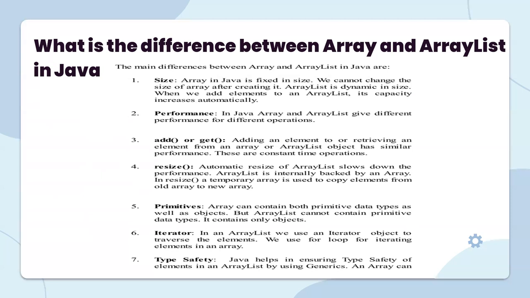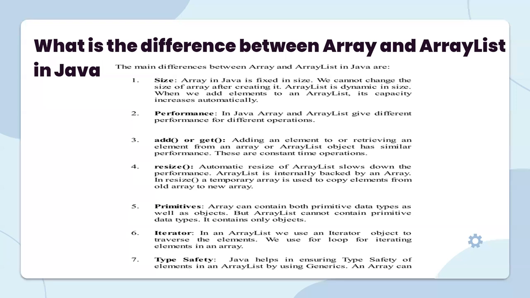ArrayList is internally backed by an array. In a resize, a temporary array is used to copy elements from the old array to a new array. Primitives: an array can contain both primitive data types as well as objects. But ArrayList cannot contain primitive data types. It contains only objects.